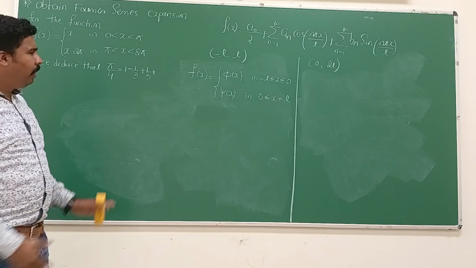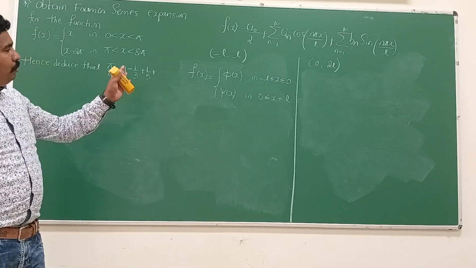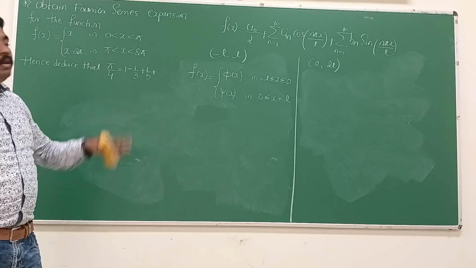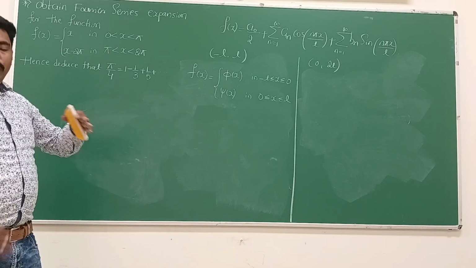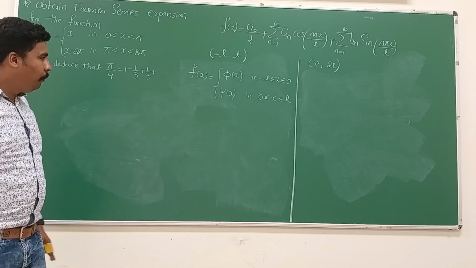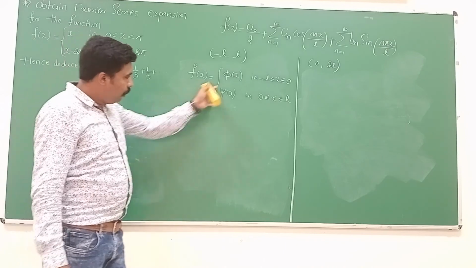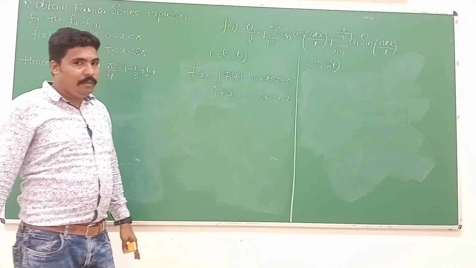Whichever problems they give in the Fourier series, there are only two standard limits, minus L to L and 0 to 2L. So you have to compare, find out the L value and simplify. That's it. Now, when we have discontinuities or piecewise continuous functions in this form, how do we find out whether it is even or odd?